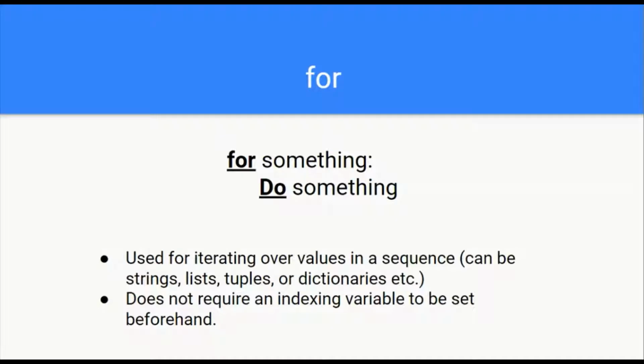It's used for iterating over a sequence. Now, a sequence can be anything. That is, it can be strings, it can be lists, tuples, or dictionaries, or other sequences, basically. And it does not require an indexing variable to be set beforehand. The for loop is more like an iterator method, and basically we'll be seeing everything about it. So enough about the explanation of the for loop, because there's not much you can explain in the for loop. So let's dive right in and see some examples.